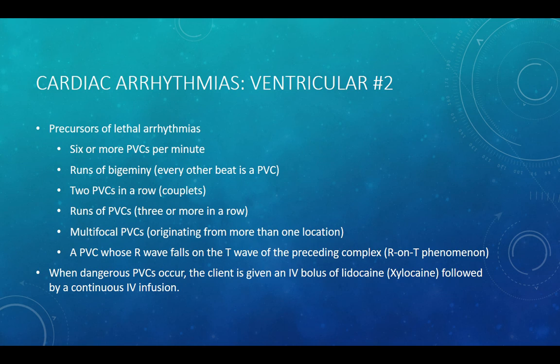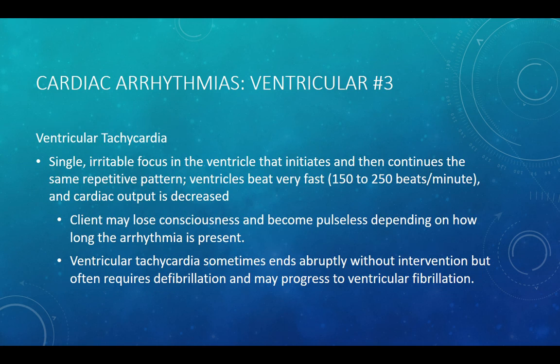Two PVCs in a row is called a couplet. Runs of PVCs are 3 or more in a row. Multifocal PVCs originate from more than one location in your ventricle. So one might come from the front, mine might come from the back, or the top, or the bottom, or whatever, and they look different. You're going to see one here in just a minute. Then there's a PVC whose R wave falls on the T wave of the preceding complex, the R on T phenomenon, and that usually goes into VTAC or something more dangerous.